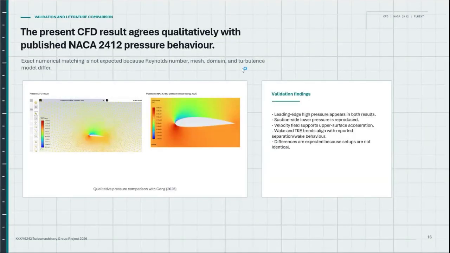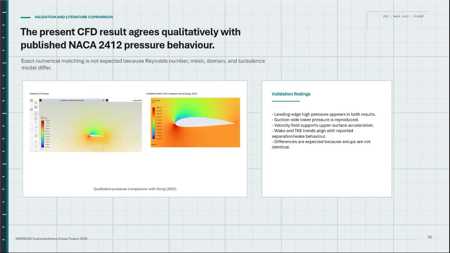This slide presents the validation and literature comparison. Our CFD result agrees qualitatively with published NACA 2412 pressure behavior. In both our result and the literature result, high pressure appears near the leading edge. This is reasonable because the incoming flow slows down at the leading edge and creates a stagnation region. Also, lower pressure appears on the suction side of the airfoil. This happens because the flow accelerates over the upper surface.